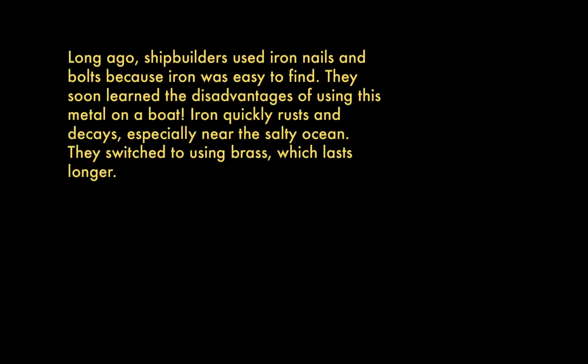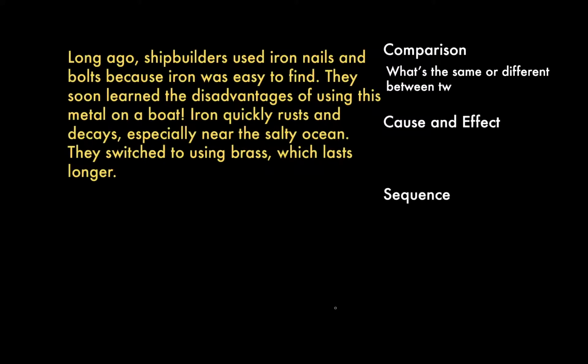I want to use this paragraph to describe 3 common ways authors show connections: comparison, cause and effect, and sequence. Comparison. What's the same or different between two ideas? So what's similar between brass and iron is one example. We can say, okay, both of these are metals and both were used in shipbuilding. Now what's different between them? Well, iron rusts quickly in the ocean, and it does so faster than brass, right? Brass lasts longer.